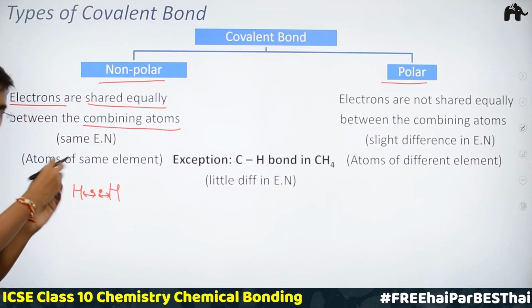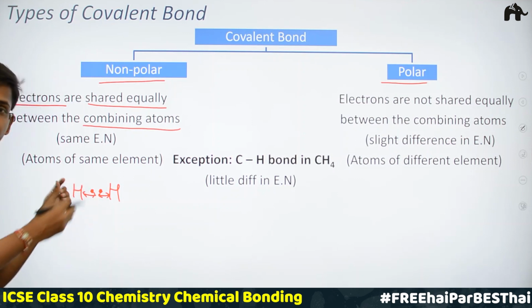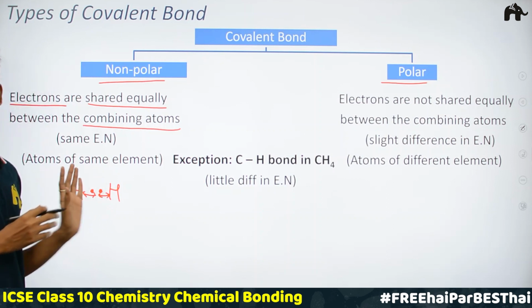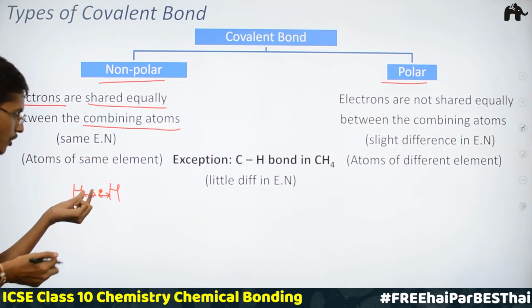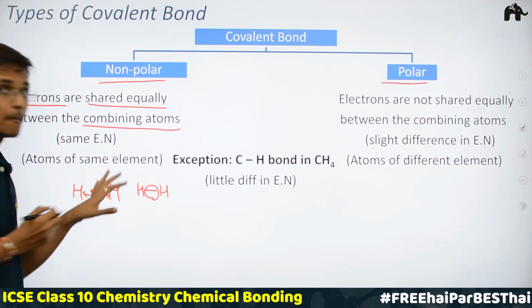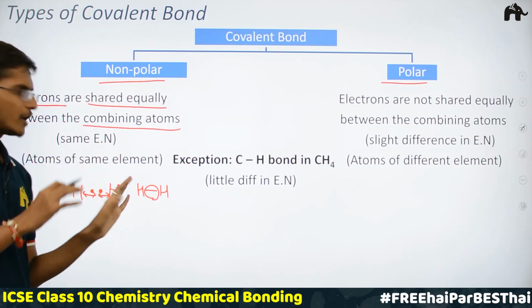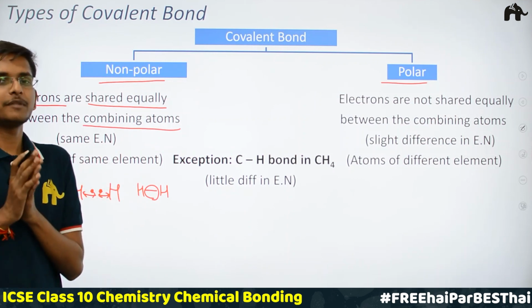So this means that the electrons which are shared, they are shared equally between the combining atoms. Such bonds are called non-polar covalent bonds. Now why is it happening? Let me give an interesting example to you.